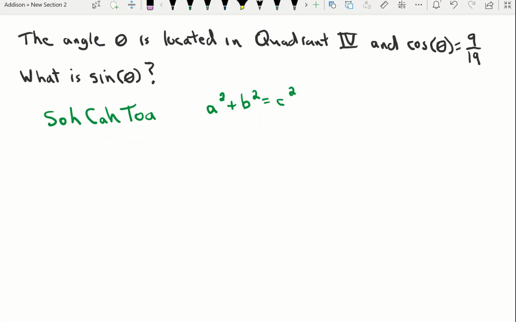This question says the angle of theta is located in quadrant 4 and cosine of theta is equal to 9 over 19. What's the value of sine of theta? We're going to use a combination of SohCahToa and the Pythagorean theorem to get this answer. It's going to be right triangle trig. So I'm going to start off by writing a right triangle.